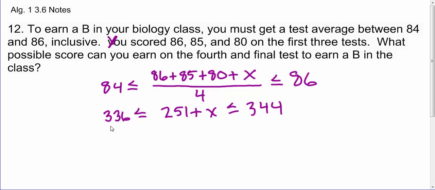And then of course the last step is to subtract 251. That would give me 85 less than or equal to x less than or equal to 93. So the test score would need to be between 85 and 93.